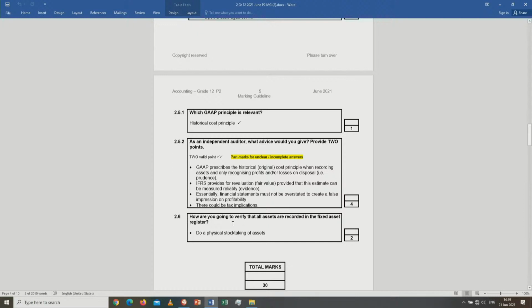How are you going to verify assets that are recorded in the fixed asset register? We will do a physical stock taking of assets, right? That's then question number 2. Let's take a 1-minute break.